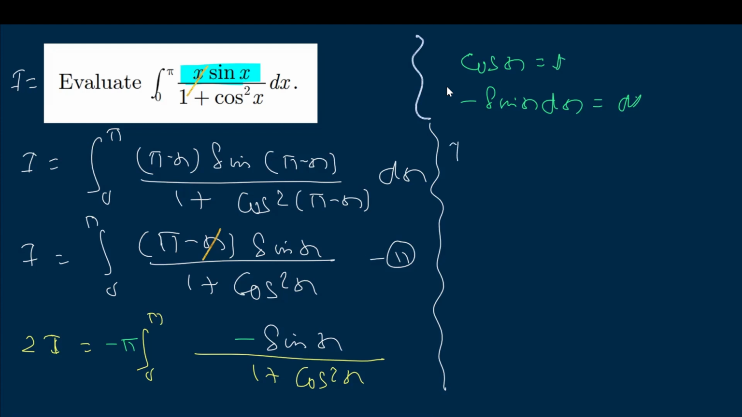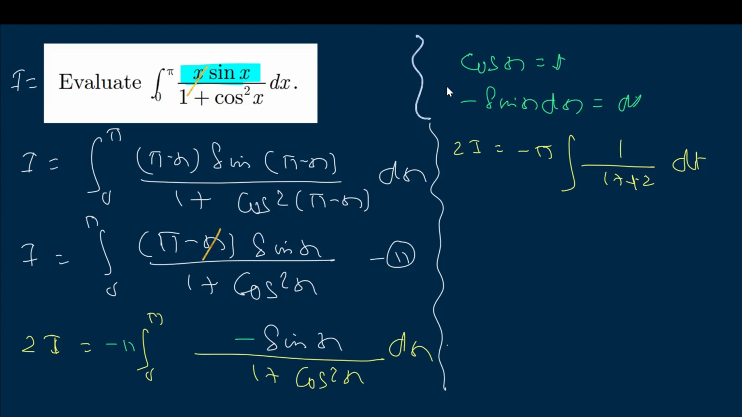Now, so this is 2I, where I is equal to minus pi integration. Well, the limit we should change later. I can write this as 1 plus t square, and this is 1 over dt, right? This is going to be this into dx will make it dt. Now we have to change the limit over here.